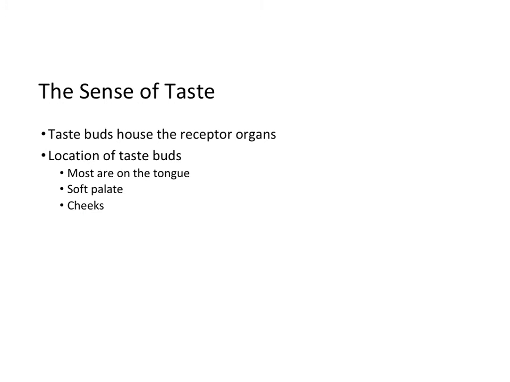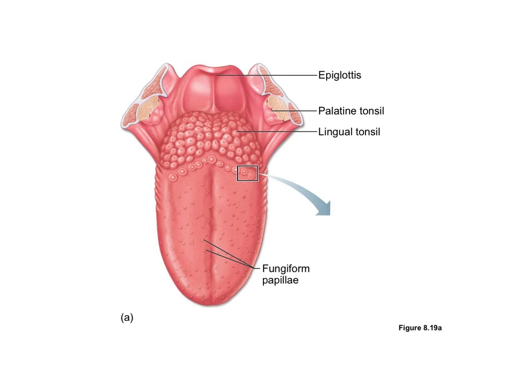Now we can move on to taste. Taste buds house the receptor organs that you can taste things with, and the locations of the taste buds are more than just on your tongue. They're actually on your tongue, some on your soft palate, and some on your cheeks. Before we go into more detail about how taste buds work, here's the anatomy of your tongue.